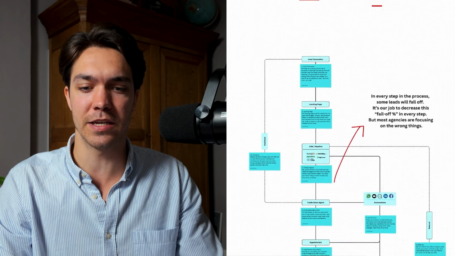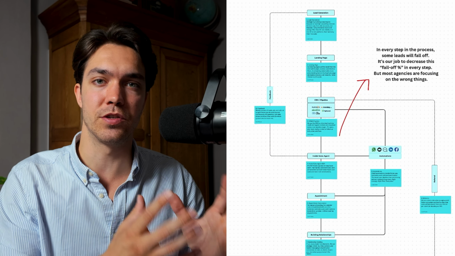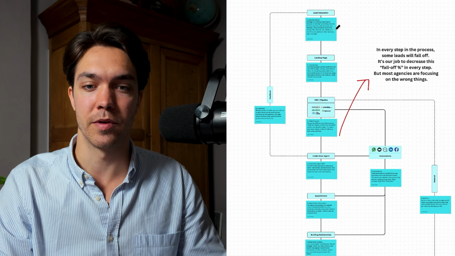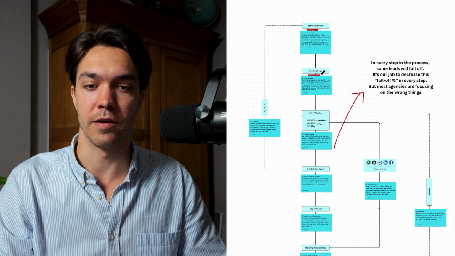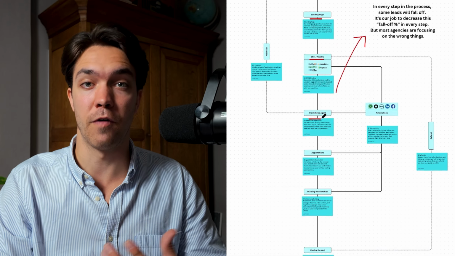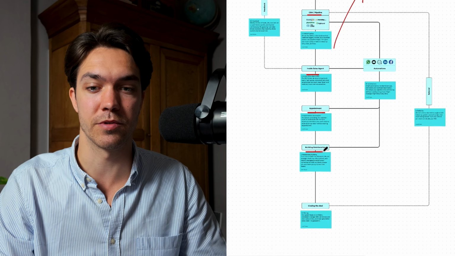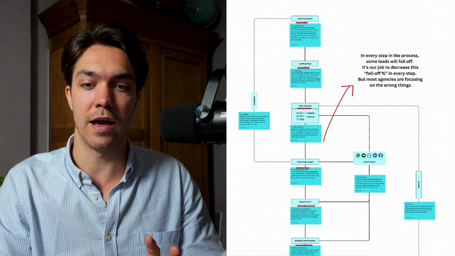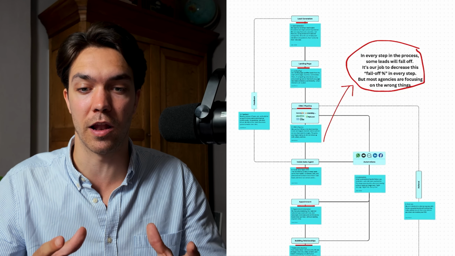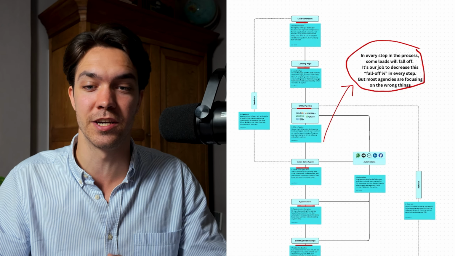I explained in one of my last videos this whole process. To be able to convert leads, online leads specifically, into deals eventually and into referrals, you need to follow every single step. So it starts with lead generation, your landing page, your CRM or your pipeline, following up with these leads, scheduling appointments, and building relationships to eventually close the deal. And like I wrote here, in every step in this process, some leads will fall off. And it's your job to decrease this fall off percentage in every step.